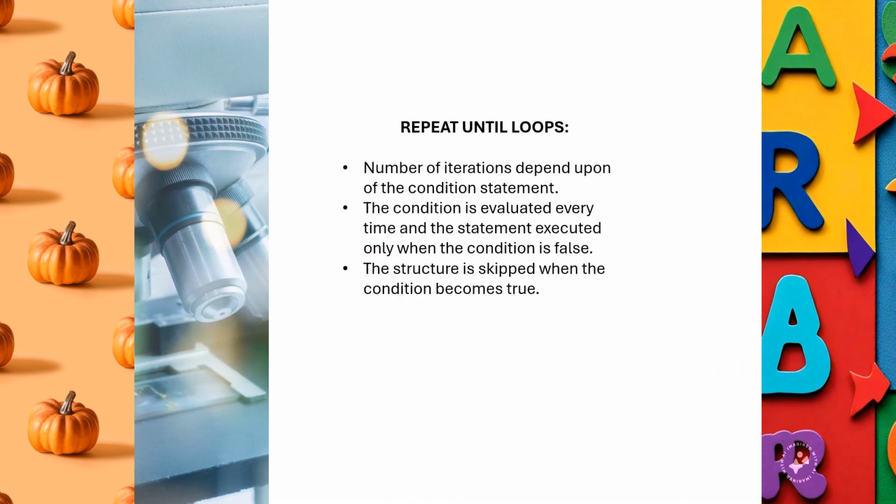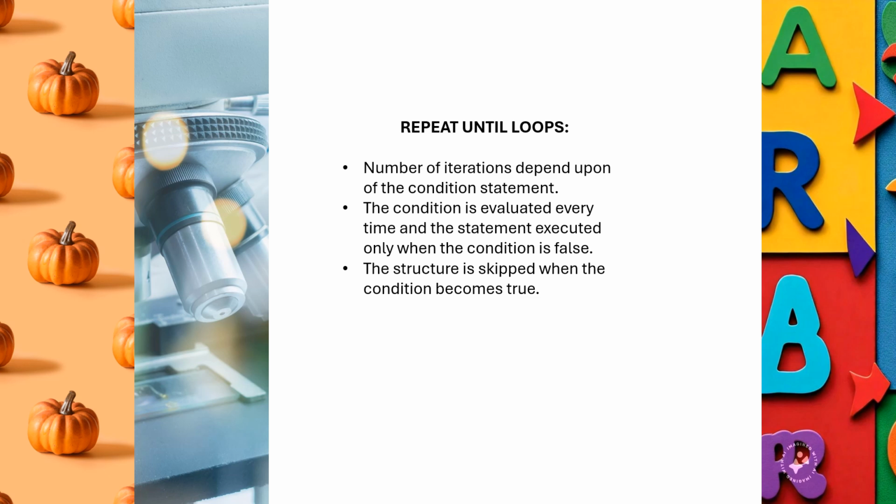Next are the repeat until loops. In these loops also the number of iterations depends upon the condition statement. But here there is a slight difference from the while loop. Here the statement would be executed as long as the condition stated in the repeat until loop is false. And as soon as it becomes true, it will exit that loop.